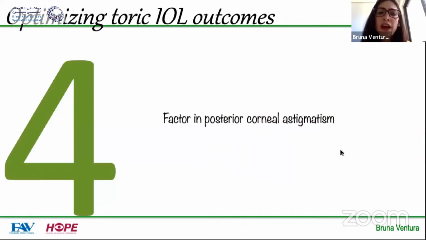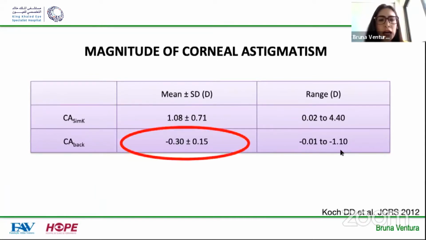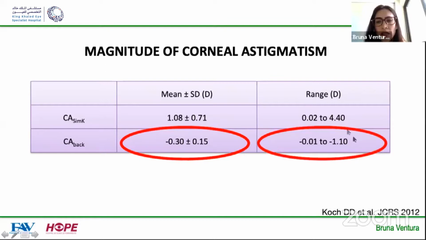A fourth factor, which is very, very important, is to factor in the posterior corneal astigmatism. Doug Koch in 2012 published a paper, which was not the first one that talked about posterior corneal astigmatism, but was the one that brought light to the topic. And after his paper, lots of groups from all over the world have been dedicated to posterior corneal astigmatism. So what they found in 2012 and published is that the mean posterior corneal astigmatism of the population that they studied was 0.3 diopters.